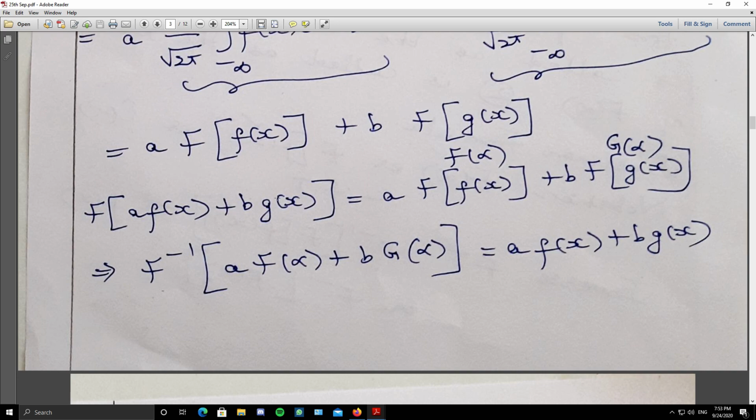So if from this you take the inverse of the right side, the inverse Fourier transform of a f of alpha plus b g of alpha equals the bracket term, that is a f of x plus b g of x. I repeat, if you take the inverse of the right side, the inverse transform of a f of alpha plus b g of alpha, you will get the bracket term, that is a f of x plus b g of x.